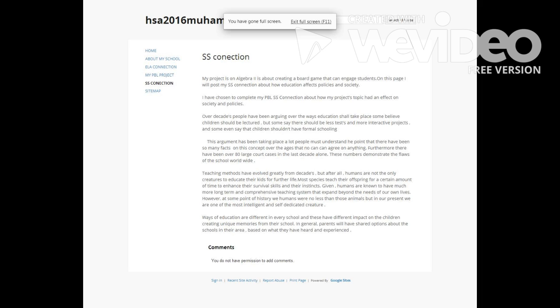Ways of education are different in every school, and these have different impacts on children, creating unique memories from school in general. Parents will have shared their opinions about school in their area based on what they have heard and experienced.